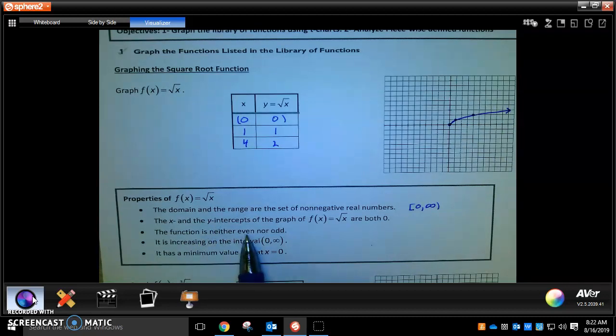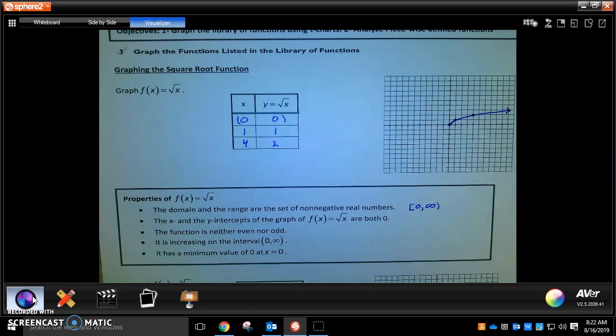This is not an even nor an odd function. There's no symmetry going on. This is increasing. It's always increasing, and there would be an absolute minimum value at 0. This is not a local minimum, but there is an absolute low point, since the graph stops right there. So those are just things you could pick up.